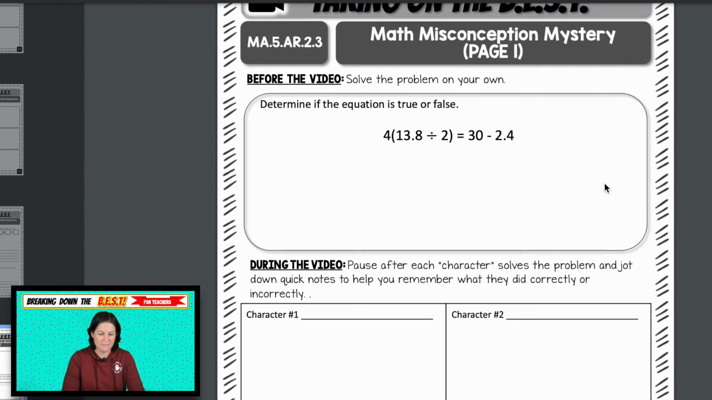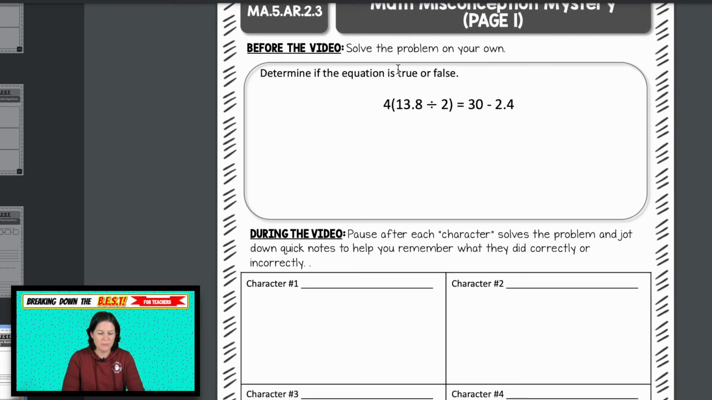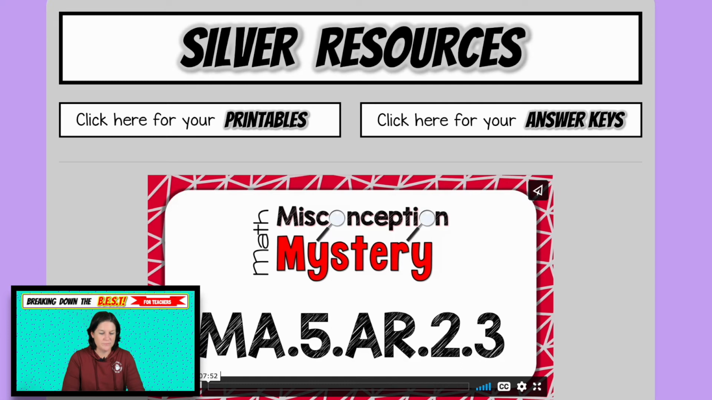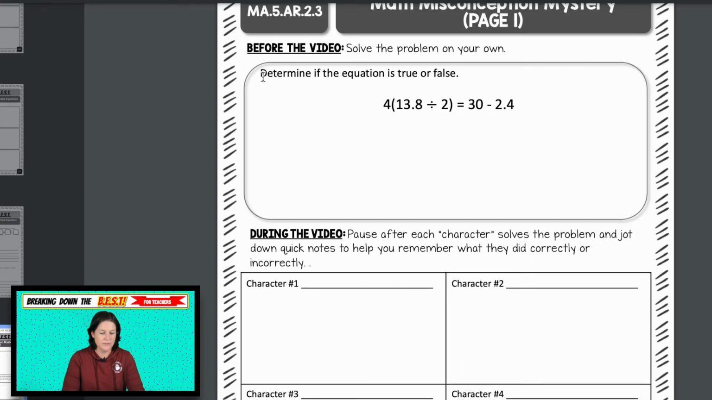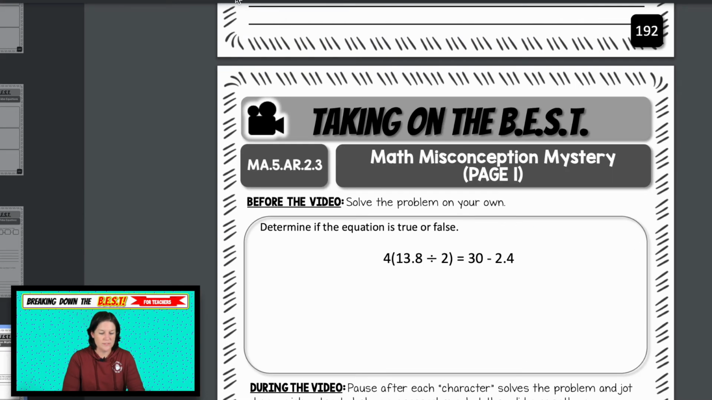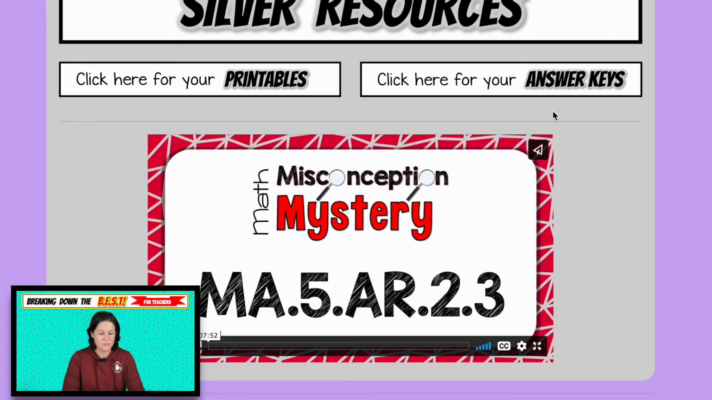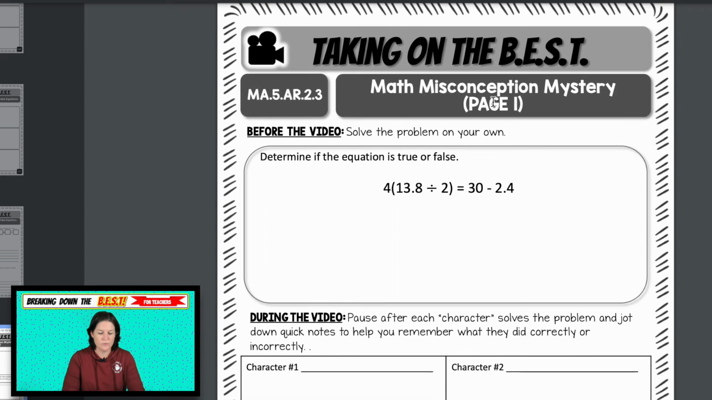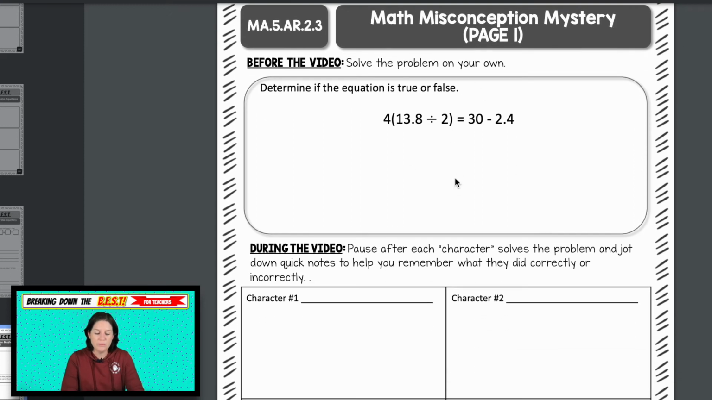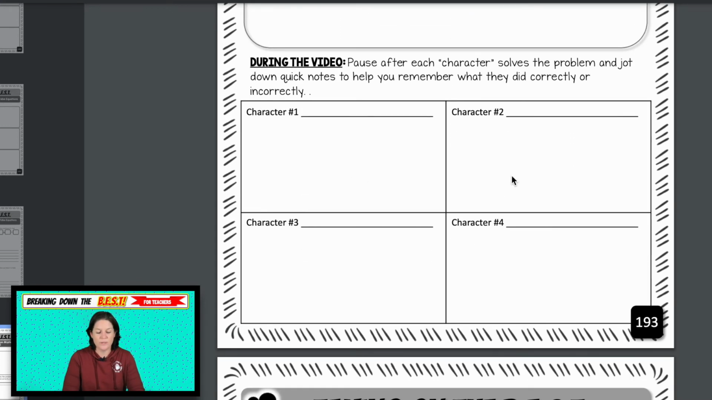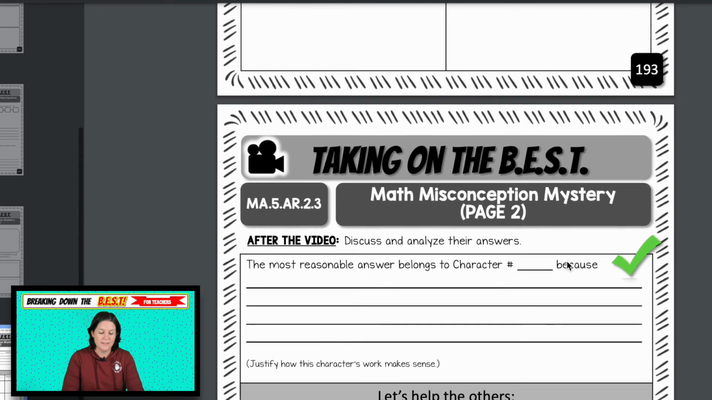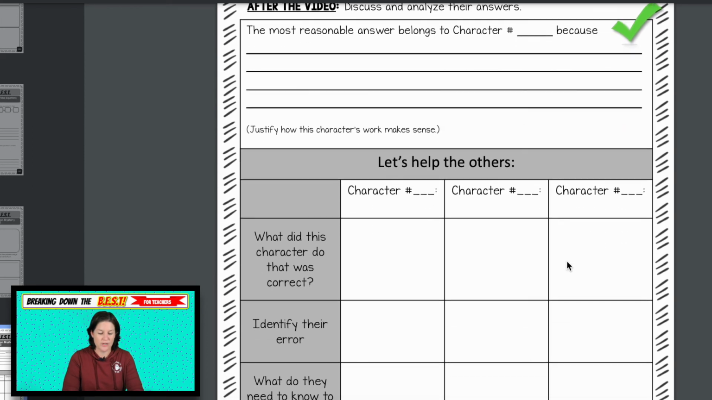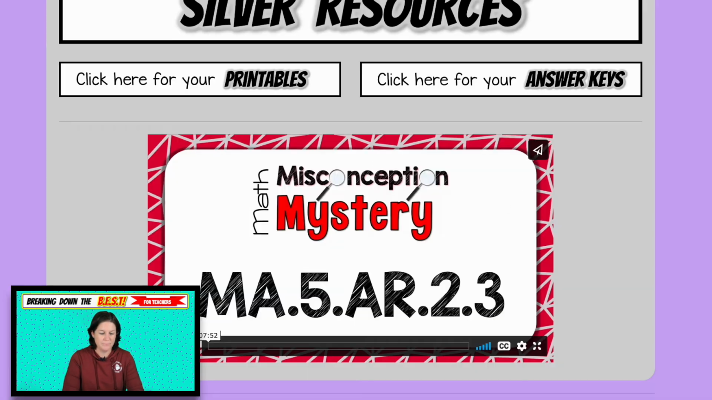And then finally, we have the math misconception mystery problem. It's a video lesson, so you just go back to your silver resources, you click play right there, and I will walk students through this whole thing where they'll solve the problem, and then they'll watch as 4 characters solve that same problem. 3 of them make a mistake, only 1 solves it correctly, and then they fill out their detective report right here. Okay.